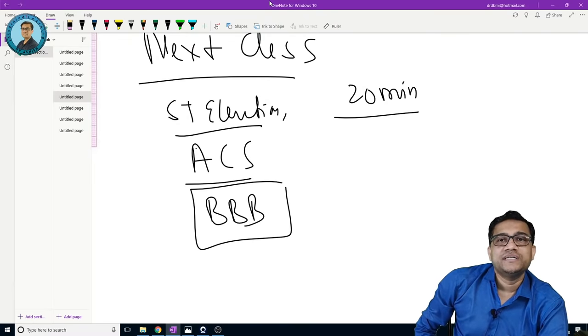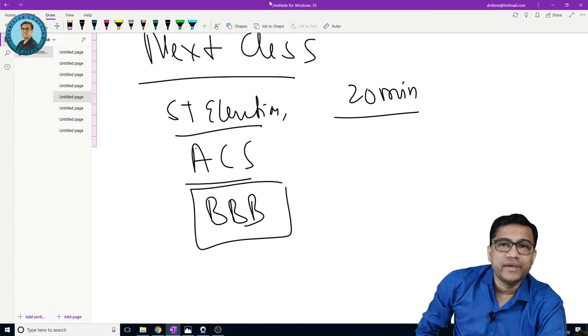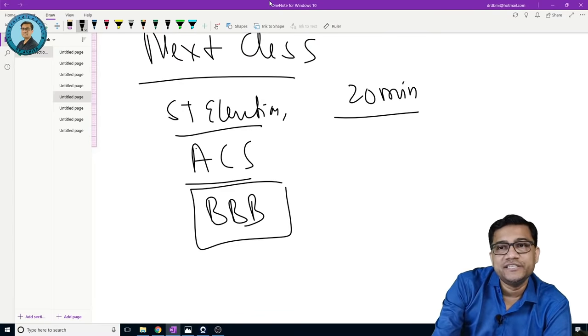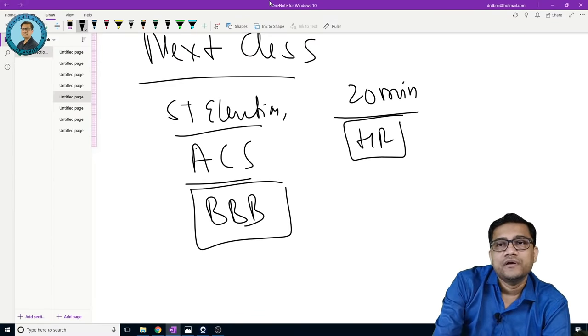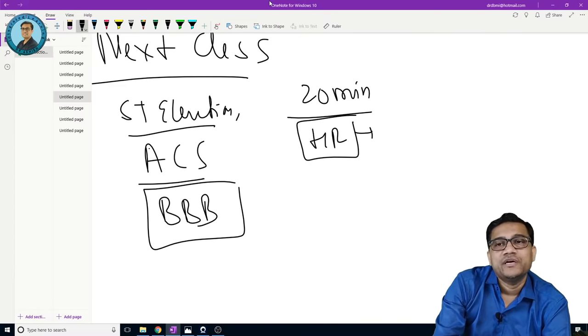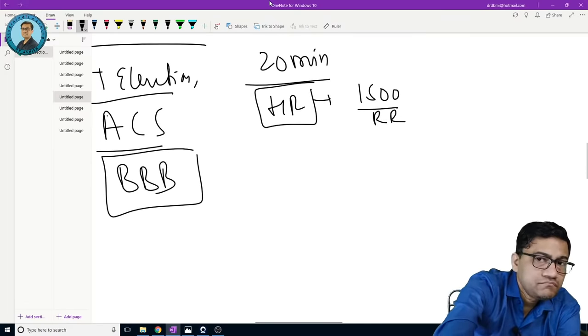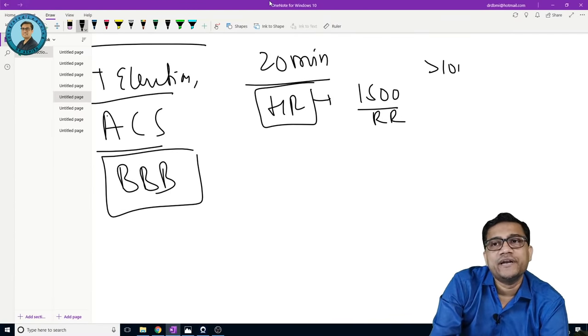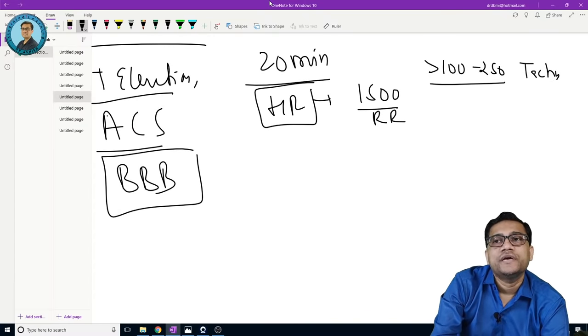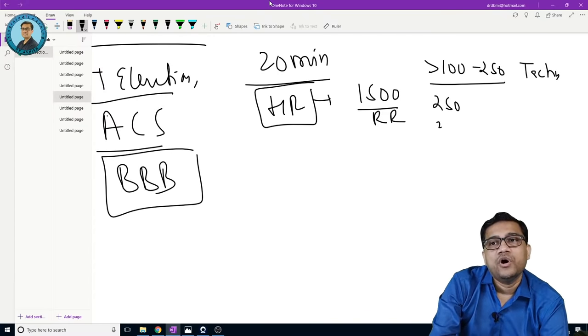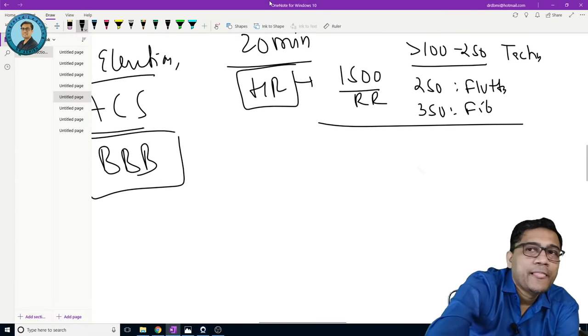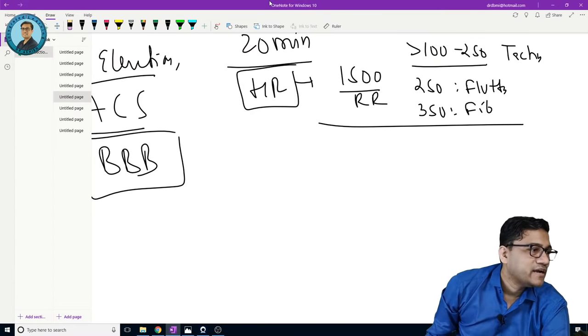So what is the summary? Let me just summarize. What do you check in an ECG? You check the heart rate. So what is the heart rate given by? Heart rate is 1500 by RR. Are you clear? If it is more than 100 up to 250, it is tachycardia. If it is 250 to 350, they are flutter and fib. Are you clear? Flutter and fib. Easy.